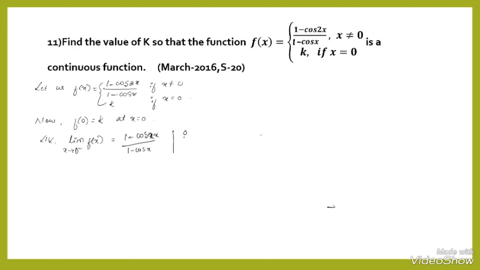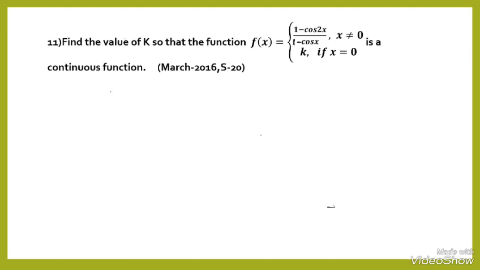Okay, let's start question number 11. Find the value of k so that the function f of x is equal to (1 minus cos 2x) divided by (1 minus cos x) when x is not equal to 0, then f of x is equal to k if x is equal to 0, is a continuous function. Okay. Now, let us solve the problem.